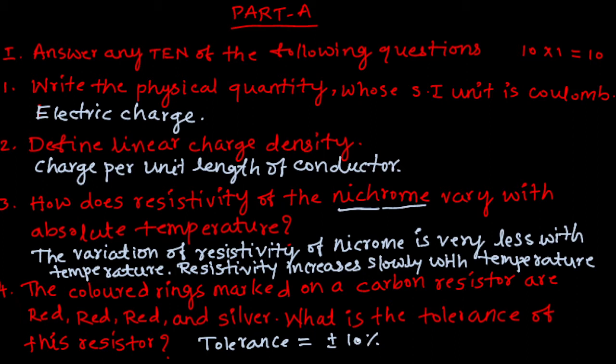Then what is this tolerance? I hope you know this. Tolerance is the possible variation in the resistance value. When resistors are manufactured, the resistance value is not precise. There may be slight variation in the resistance value. So that variation is expressed in terms of tolerance. So it is the possible variation in the resistance value.